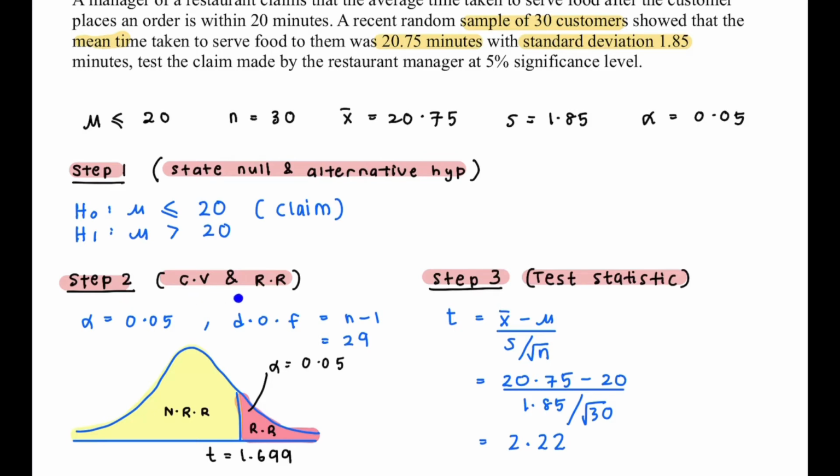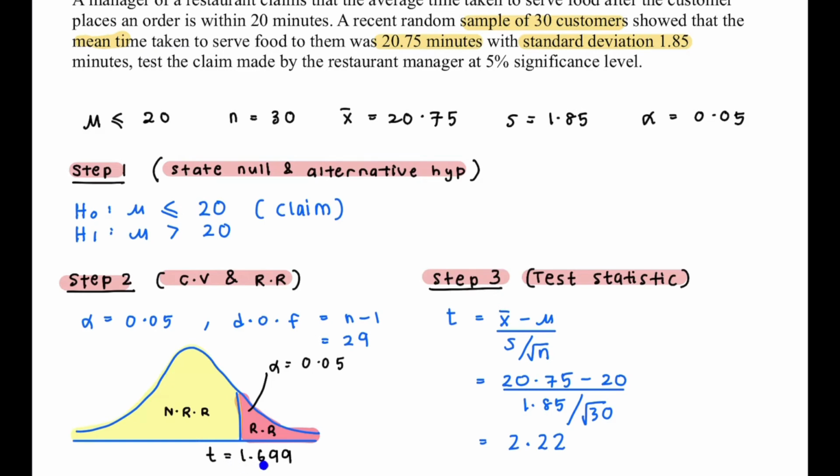Move to step number 2, critical value and rejection region. Rejection region is based on the alternative hypothesis. When you have the more than symbol, then your rejection region will be on your right hand side. Then the alpha value is the area of your rejection region, which is 5%, so 0.05. Then you have the yellow area here denoted as the non-rejection region. The cut-off value between these two regions we call the critical value.